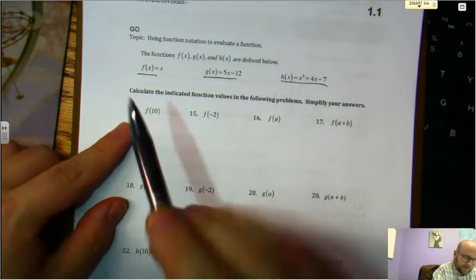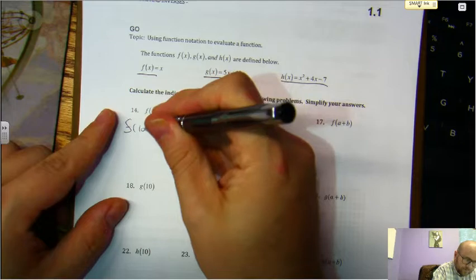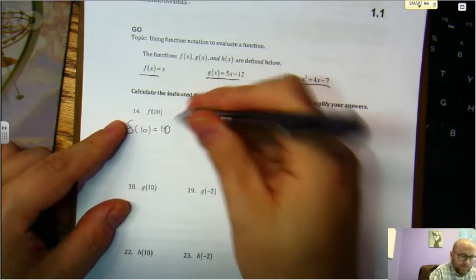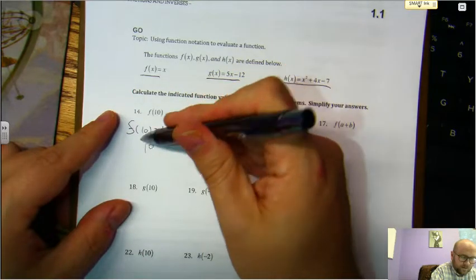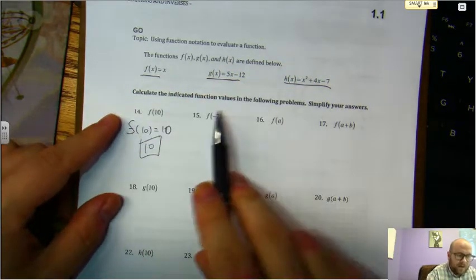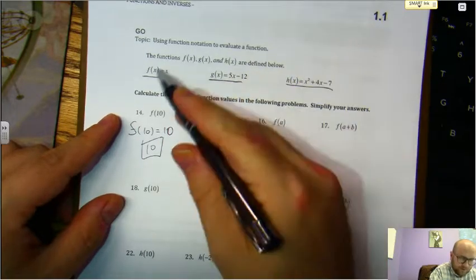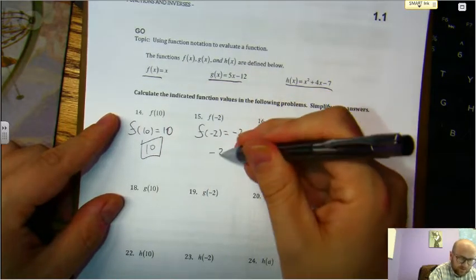So this is f of 10. So f of 10 equals, well, x is 10. So f of 10 is 10. Done. F of negative 2. Well, this is going to be f of negative 2 equals, what's our x? Negative 2. So negative 2.